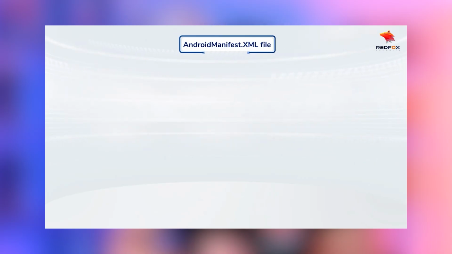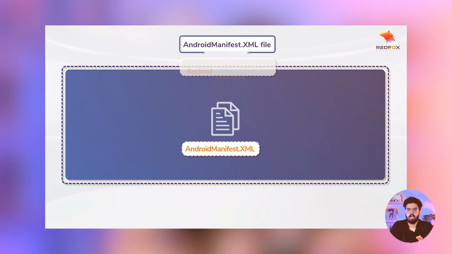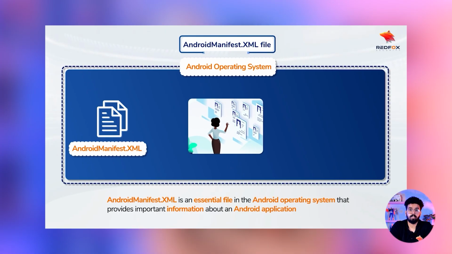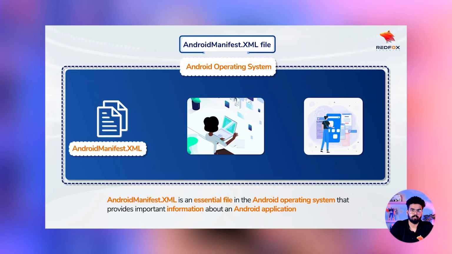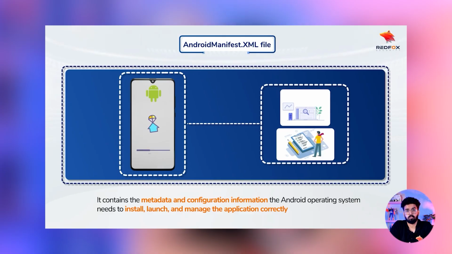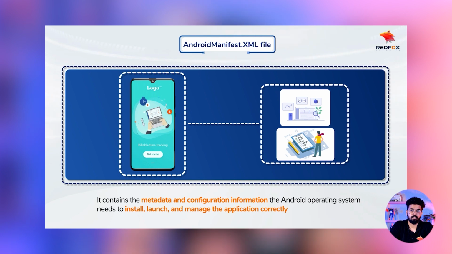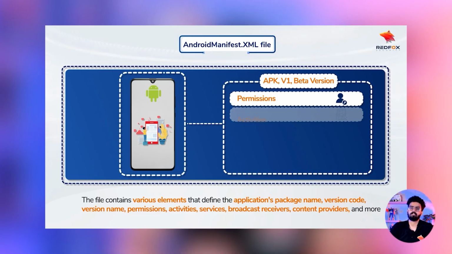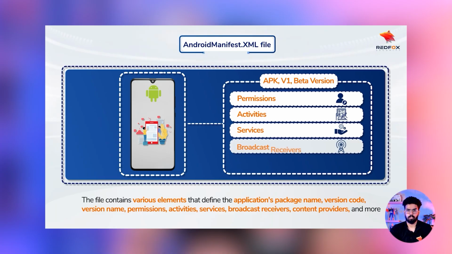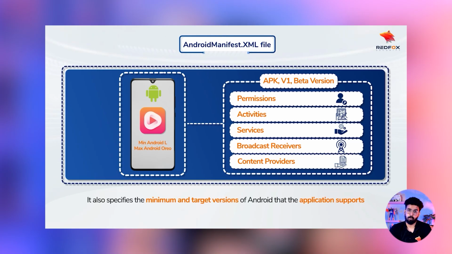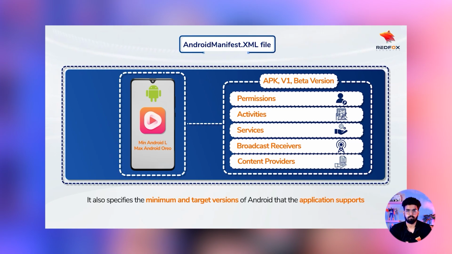AndroidManifest.xml file. The AndroidManifest.xml file is an essential file in the Android operating system that provides important information about an Android application. It contains the metadata and configuration information the Android operating system needs to install, launch, and manage the application correctly. The file contains various elements that define the application's package name, version code, version name, permissions, activities, services, broadcast receivers, content providers, and more. It also specifies the minimum and target versions of Android that the application supports.